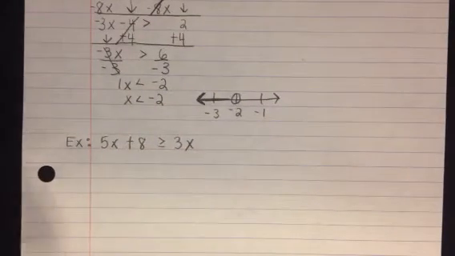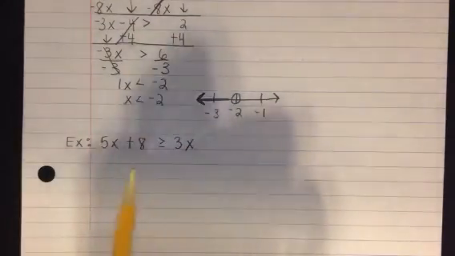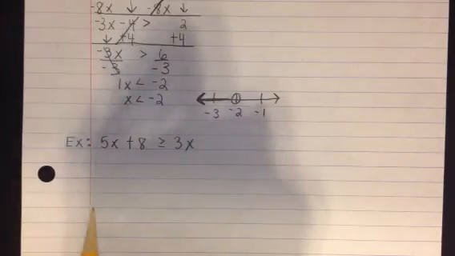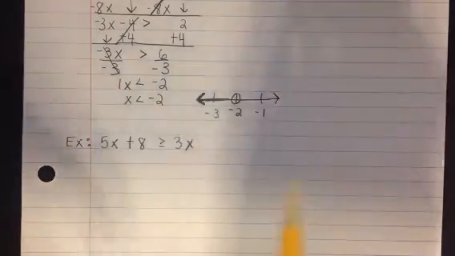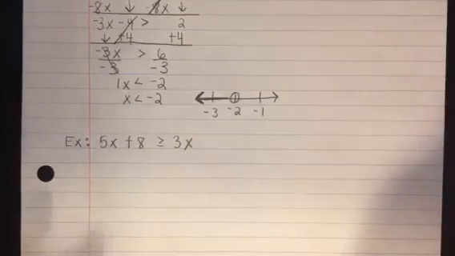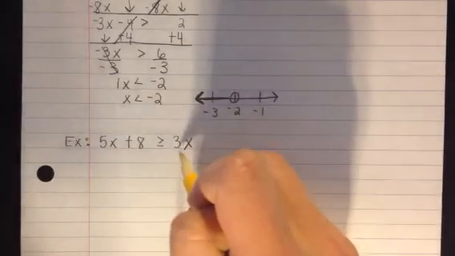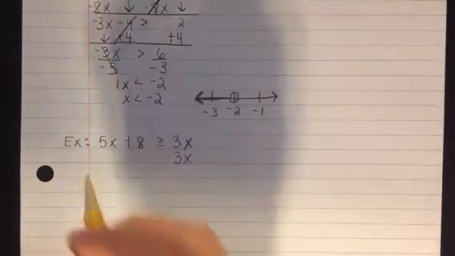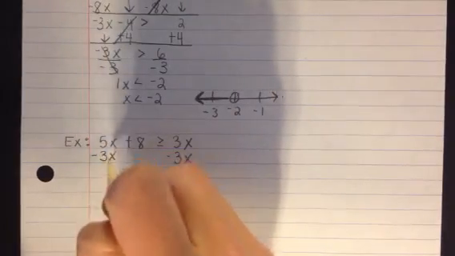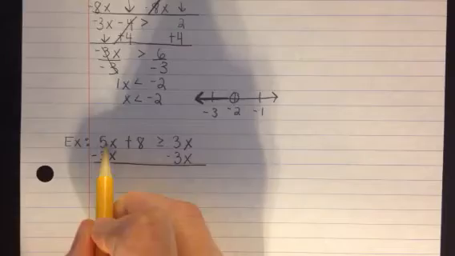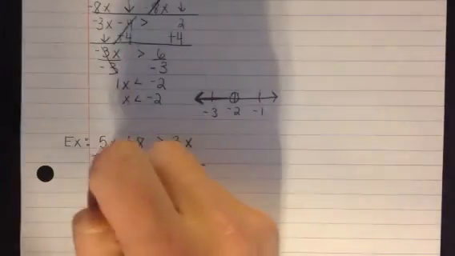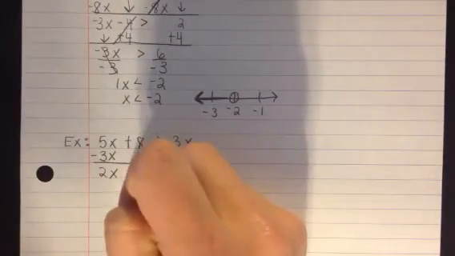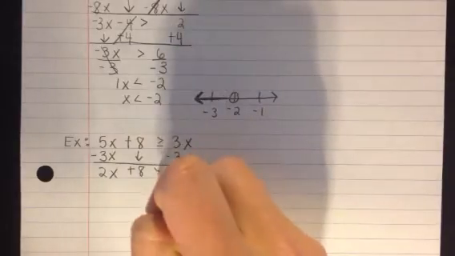Okay, so on this one I don't have any parentheses. I don't need to distribute, so then I can go straight into getting variables on the left and numbers on the right. So to get this variable on the left, since it's positive 3x, I need to subtract 3x. So 5x minus 3x is 2x. Drag down my plus 8.